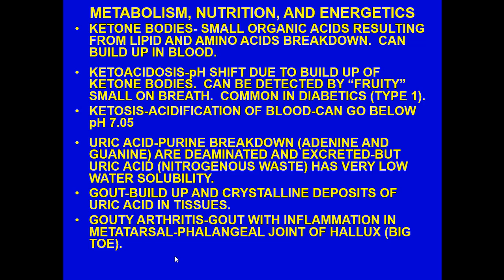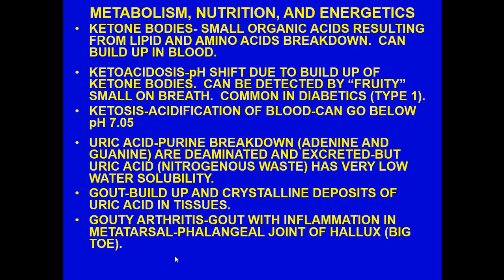Now, you can tell this if someone is diabetes type 1. They're going to have a fruity smell to their breath. Sorry about the typo. And then you have ketosis, which is the acidification of the blood. So basically, the blood pH can go down as low as 7.05. Now remember, normal pH of blood is 7.35 to 7.45. So you're really going low on the pH, and that's going to interfere with the function of proteins, etc., and the normal function of blood in and of itself.